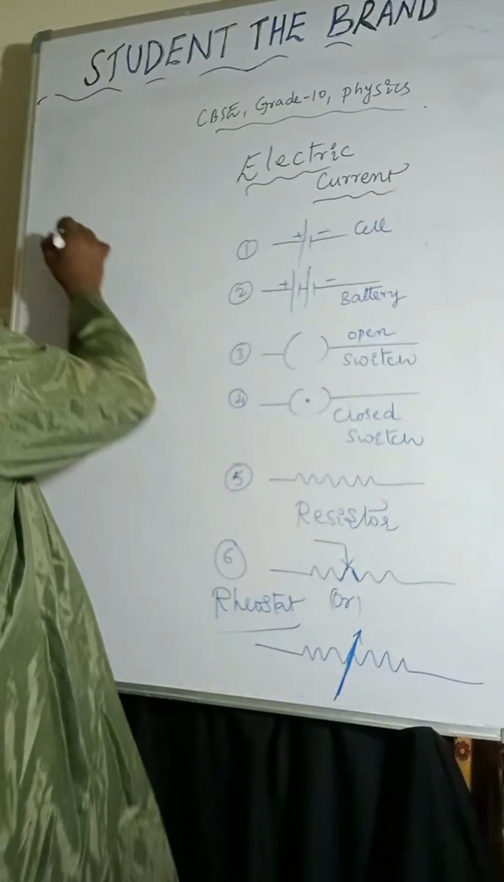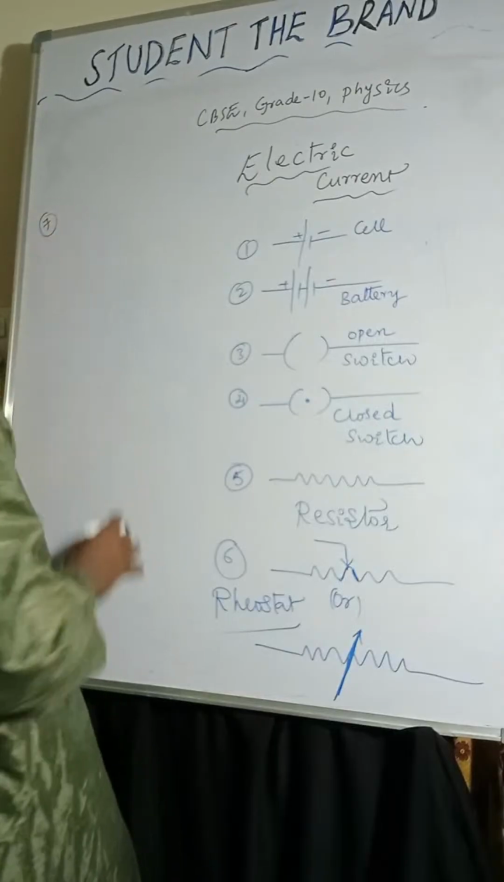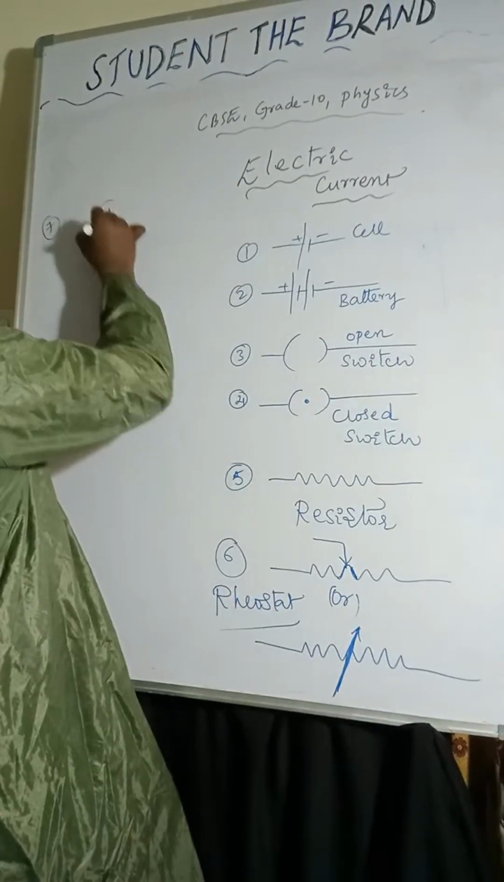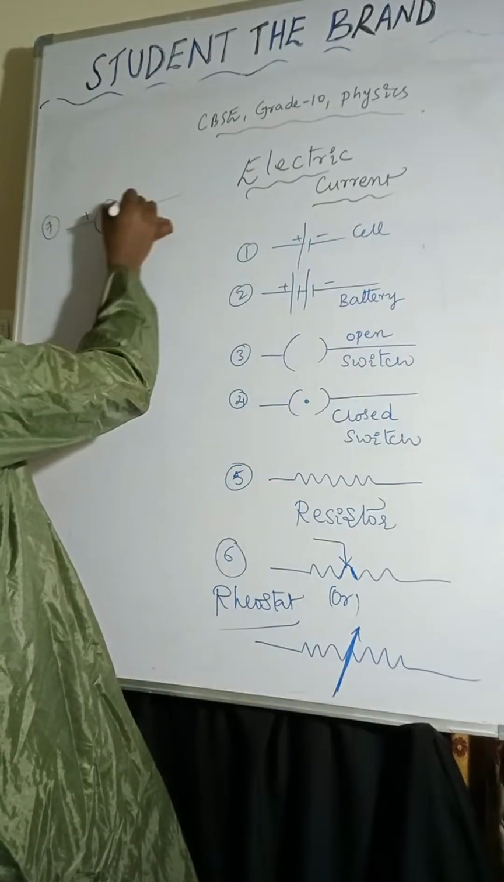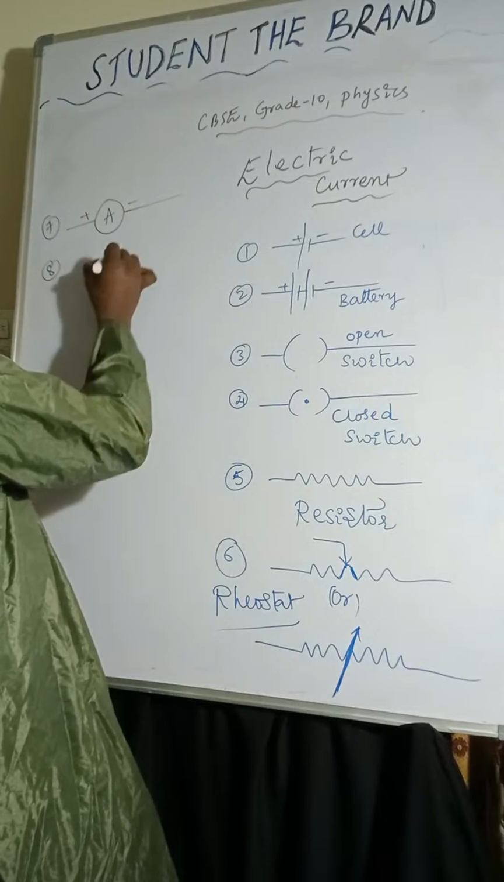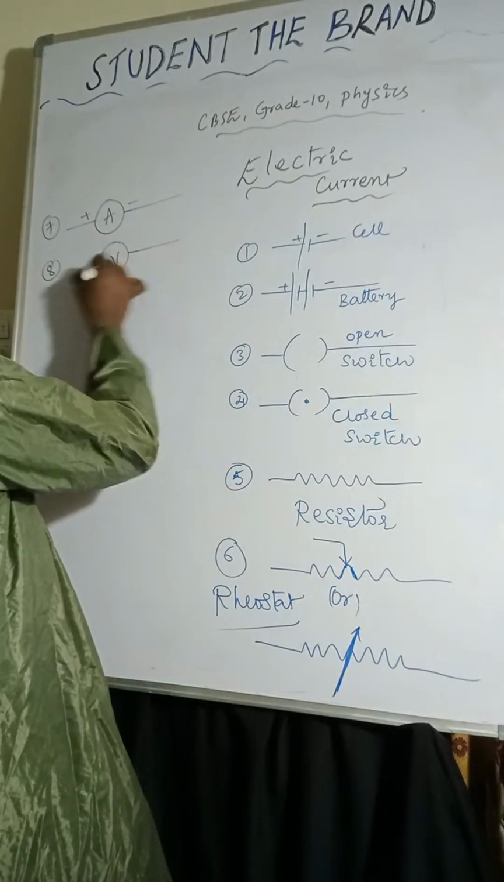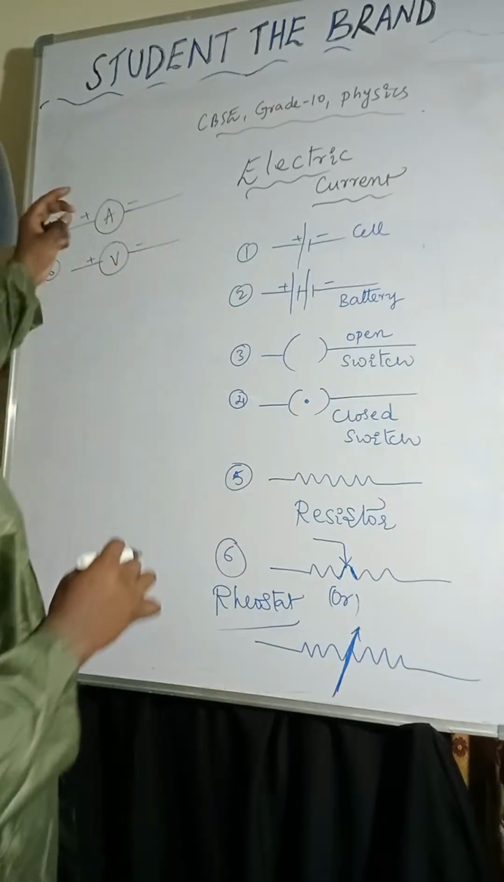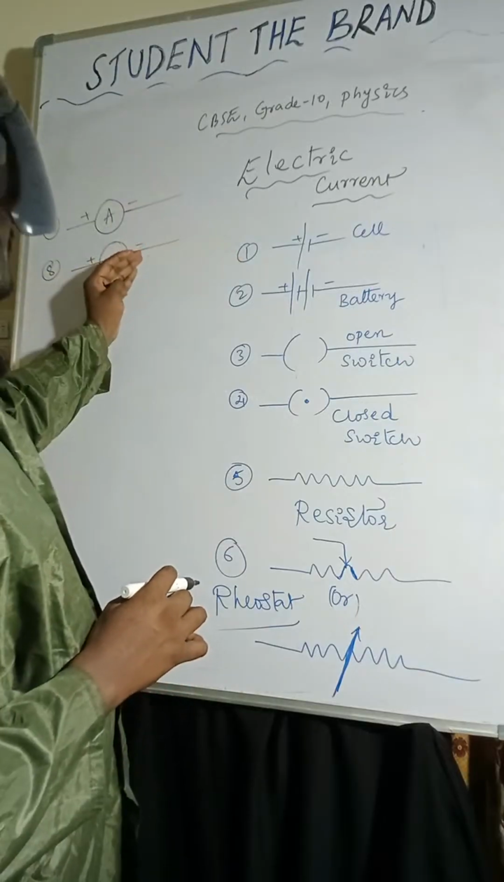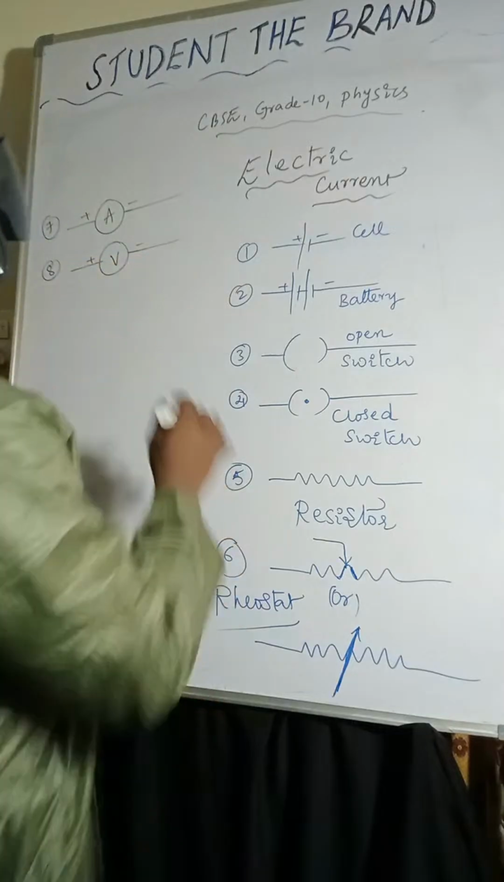Coming to the seventh one, I am taking the ammeter. An ammeter is a device which is used to measure the electric current. A voltmeter is a device which is used to measure the potential difference. The ammeter will be connected in series combination, and the voltmeter will be connected in parallel combination.